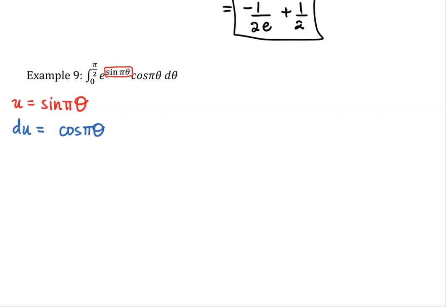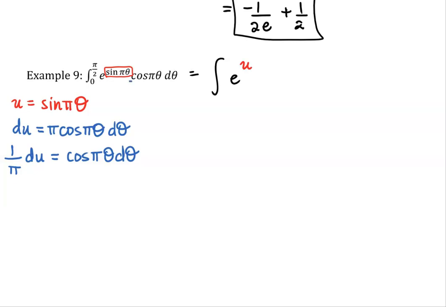But the chain rule says we have to multiply by the derivative of pi theta, which is pi, and we do get our d theta at the end. But we do not have that pi in our integral, so I'm going to divide both sides of this equation by pi to get that 1 over pi du is equal to cosine pi theta d theta. And now we're almost ready to start setting up our new integral. We will have to come in and find some new limits. But we do have the integral of e to the u, and then this cosine pi theta d theta is 1 over pi du.